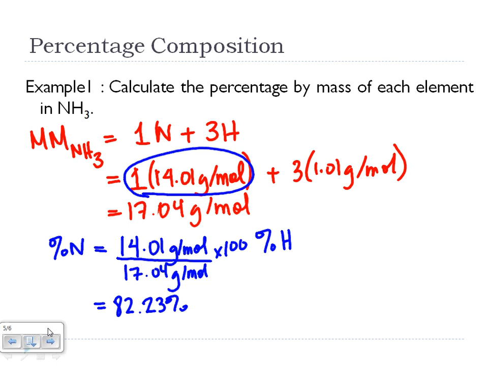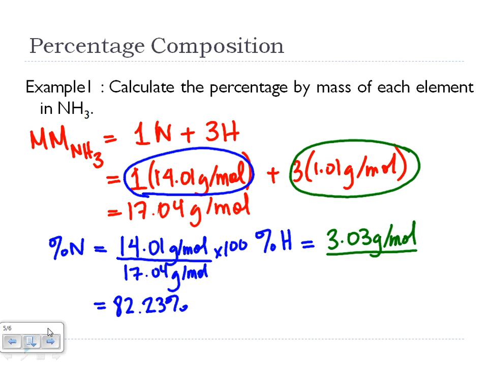And then my percent of hydrogen is found the same way. I'll do this one in green, just to show you. So my total mass of my hydrogen is over here. It's 3 times 1.01, so it's 3.03 grams per mole, divided by 17.04, my total mass of the whole molecule. And again, times 100. So when I do that, my answer ends up being 17.87, I think, percent.